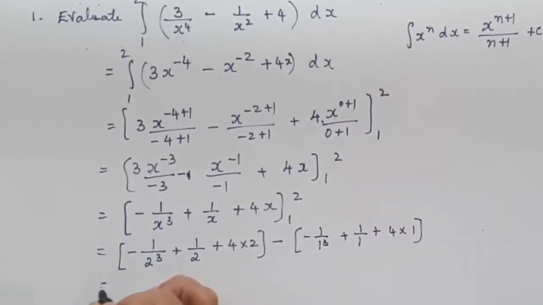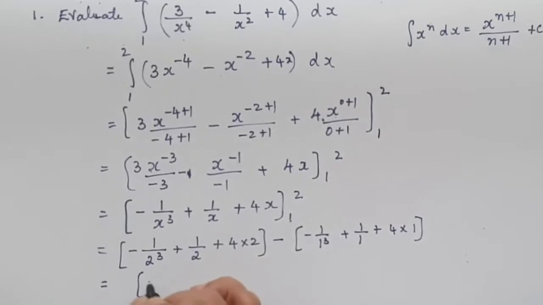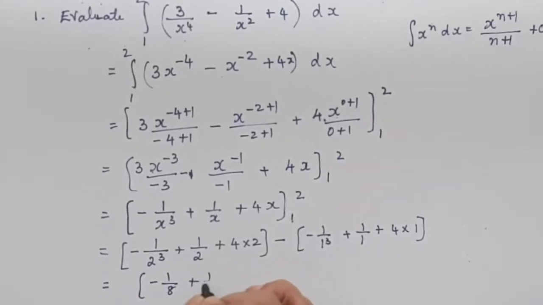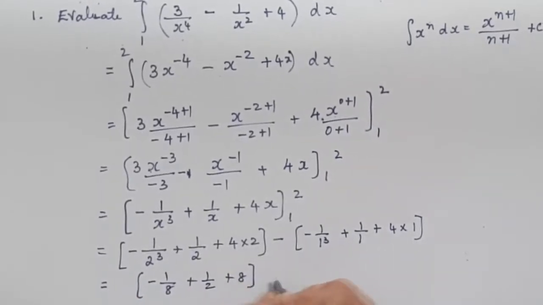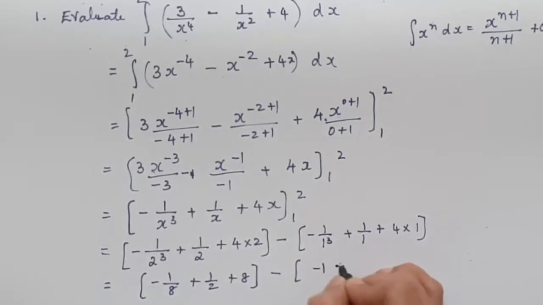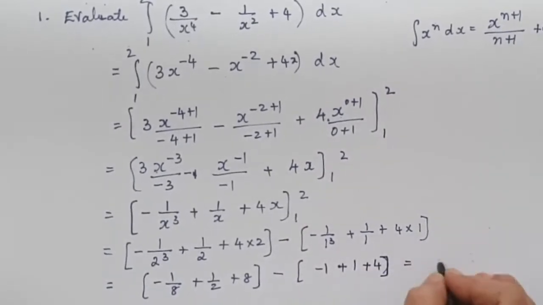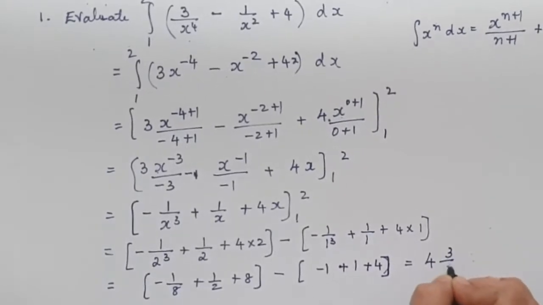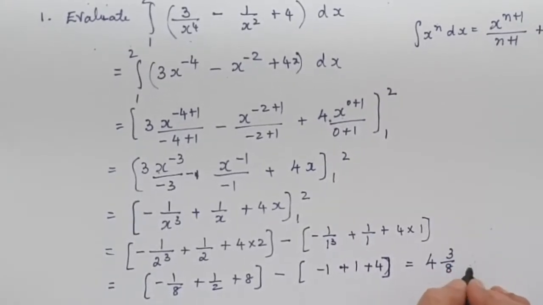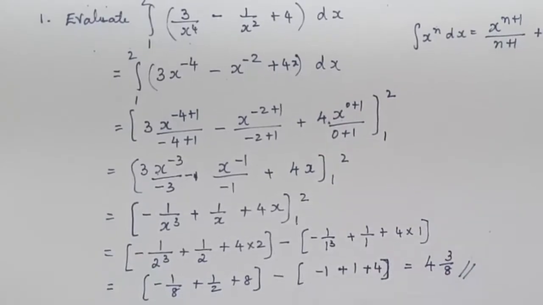So when we simplify this, we get it as minus 1 over 8 plus 1 over 2 plus 1 over 8 minus 1 plus 1 plus 4. So when we simplify it, we can write it as a decimal, or if we write it as a fraction, we write it as a mixed number, which is 4 3 over 8.